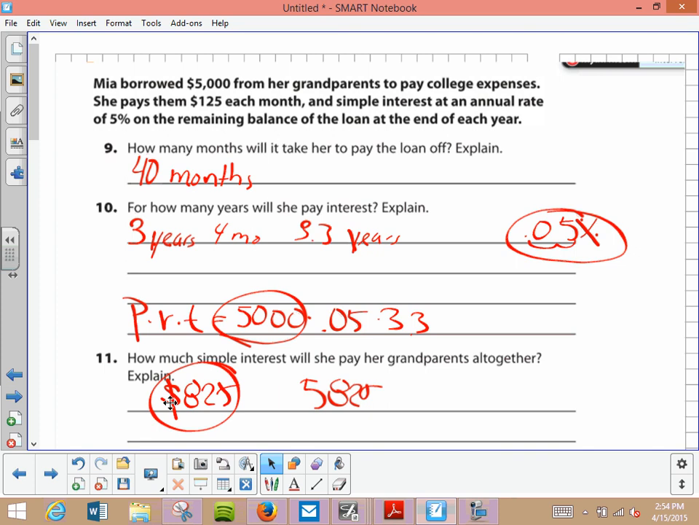Okay, so for this one, I showed you a little method, a little formula on how to get the interest. You multiply the principal of $5,000 by the rate. Now, what is the rate? I know it's 5%, but what is it? What do you multiply 5,000 by?